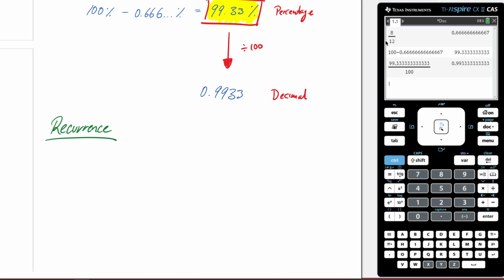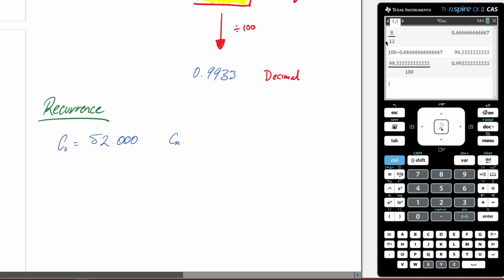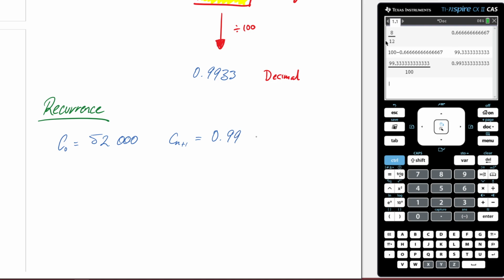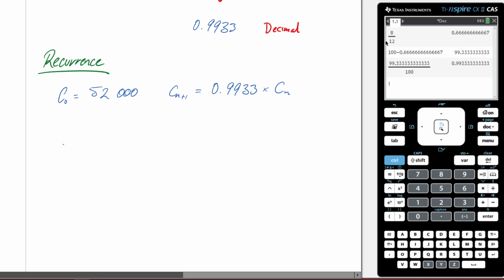So what I'm going to do here is I'm going to say, well, C of 0 is the initial cost. The value of the car initially was $52,000. Is that correct? Yes, $52,000. Then I'm going to say the value C of N plus 1 is 0.9933 times the value of the previous iteration. Okay, so each month I'm multiplying the value of the car by 0.9933. That's what's happening. If I was to show you what this looks like in action, so C of 0 is 52,000.